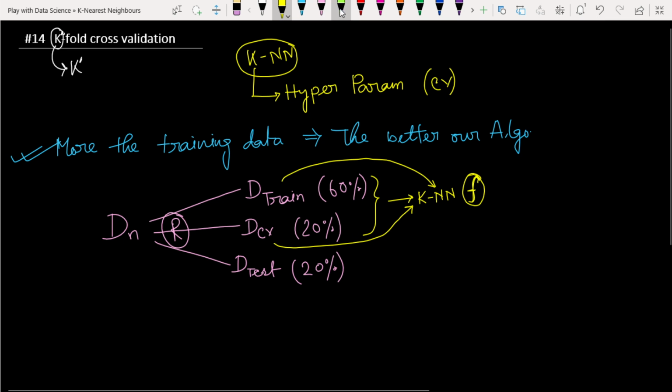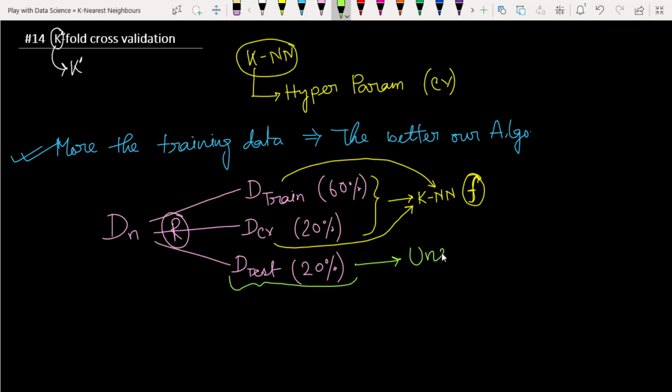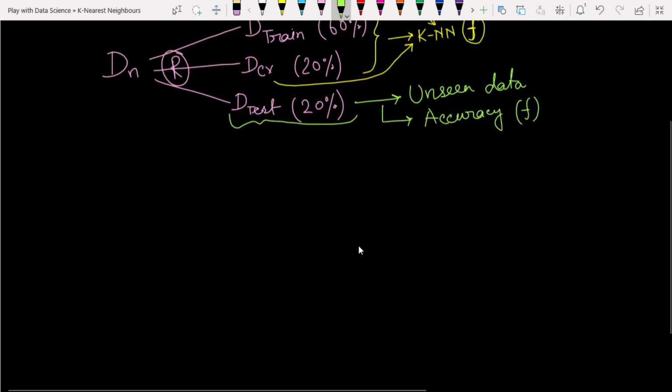Now this Dtest data set is called the unseen data set. We use this data simply to find the accuracy of our model. We have seen this in the previous lecture.